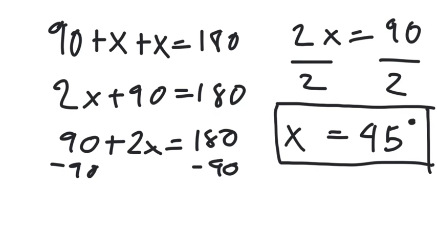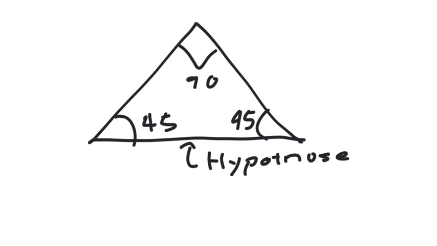So now we want to get x by itself. So we subtract 90 from both sides and set 2x equal to 90, because 180 minus 90 is equal to 90. So we have 2x is now equal to 90. You divide both sides by 2 to isolate the x, and x is now equal to 45 degrees. This 45 degree angle is now equal to the base angles of the triangle. This proves that it is a 45, 45, 90 degree right isosceles triangle.